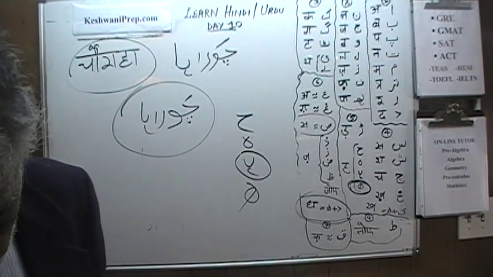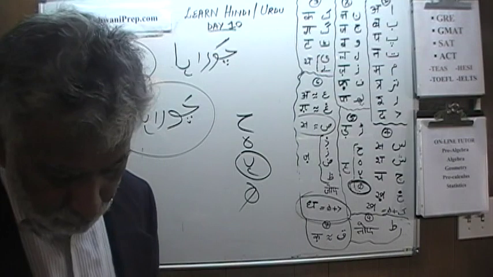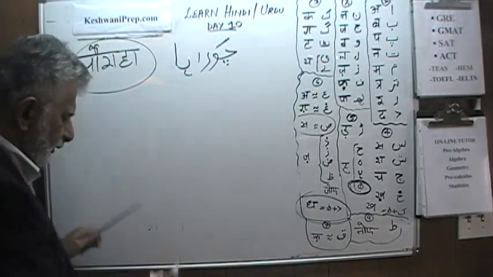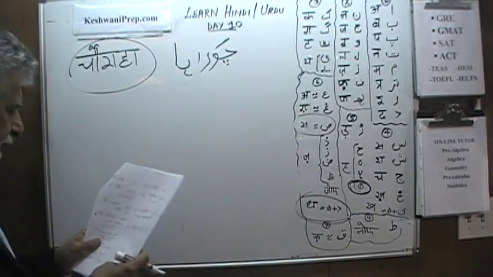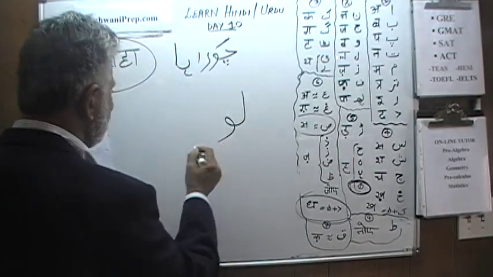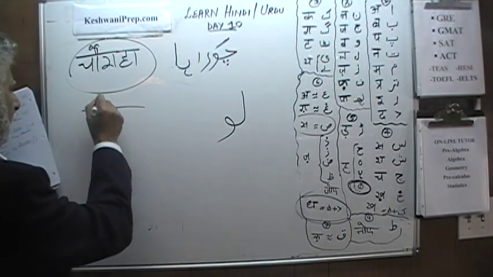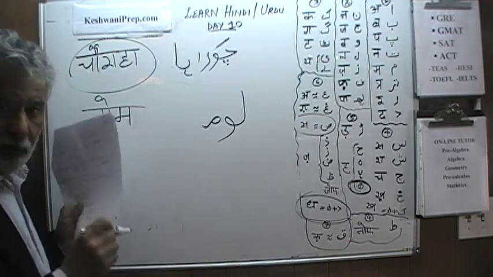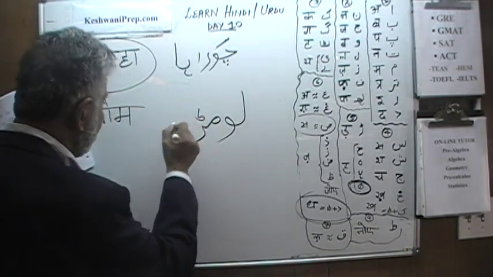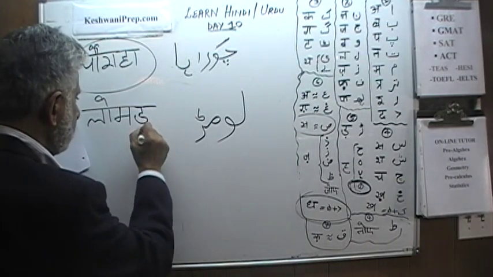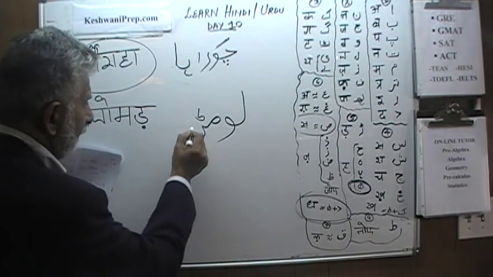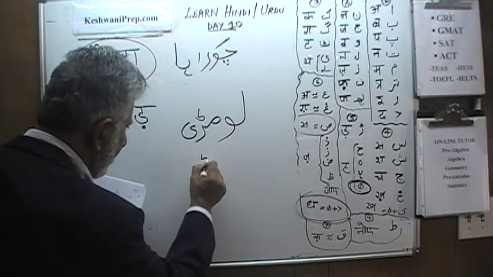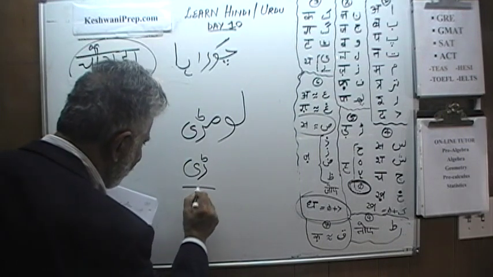Let's do one more with a choti o ki matra. Choti o ki matra, okay? Lo, ma, and then re. So we need a re, but it has a badi choti here. So this is the matra. Re and a choti here makes a re. That's what makes re.